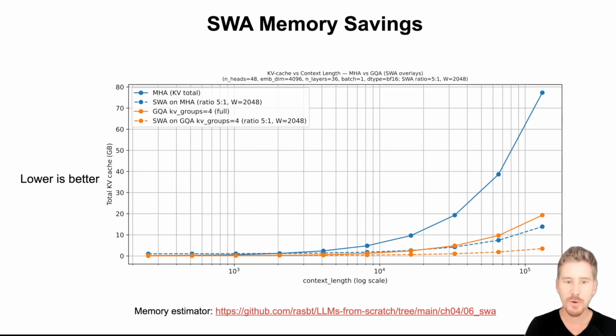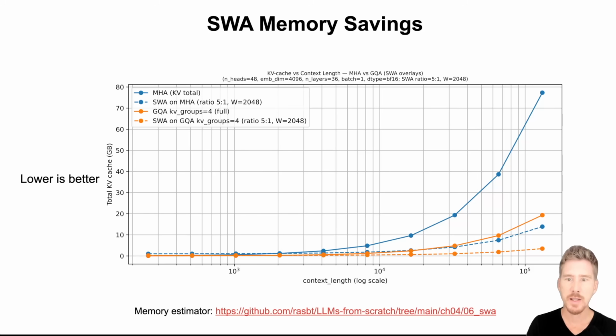So there are 2 more entries here, the orange ones. So the solid orange line is grouped query attention with a group size of 4 for reference. And then the dotted version is sliding window attention with grouped query attention. So you can add sliding window attention on top of grouped query attention. And that is exactly what Gemma 3 is also doing. So you can combine them. And you could technically even add multi-head latent attention to it, but I am not aware of anyone doing that. But yeah, just as an example.